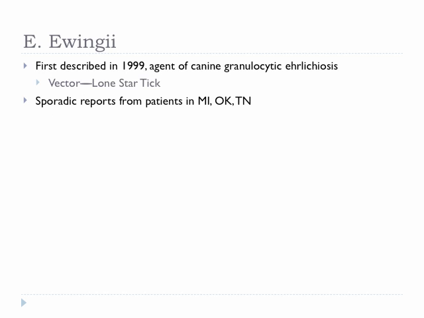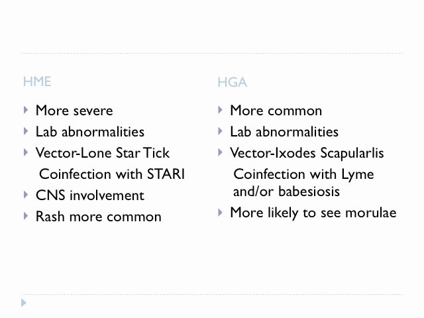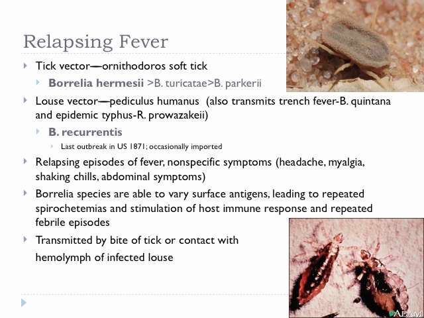Mostly a veterinary pathogen. So basically, just a comparison: anaplasmosis is more common. Laboratory anomalies are shared by both. More likely to see morulae in the neutrophils with HGA. HME is more severe. Laboratory anomalies are shared by both, and you get CNS involvement, and a rash is more common. So moving on to relapsing fever.